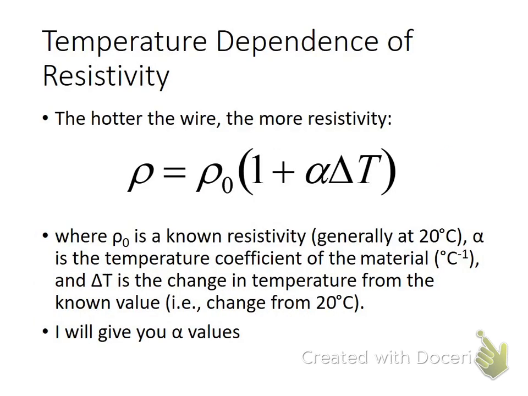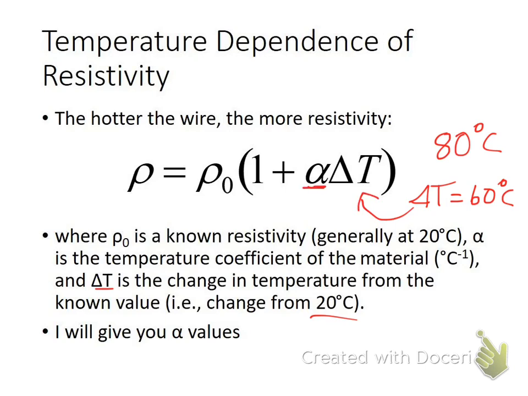Now, resistivity also changes with temperature. So we start at a base level of 20 degrees Celsius, that's about room temperature. Delta T is going to be the change from 20 degrees. So if my wire is at 80 degrees, then delta T is going to be 60 degrees. And that's what actually goes in the equation.